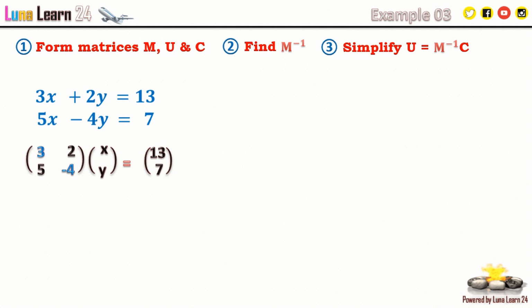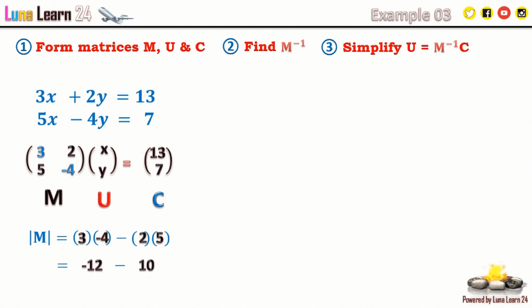Step 2, what are we supposed to do? Yes, we are to look for the inverse of the coefficient matrix. And what's the first thing to get that inverse? We find the determinant of the matrix M, the coefficient matrix. And the determinant is going to be equal to, give me the values. Yes, 3 times negative 4 minus 5 times 2, or 2 times 5 is still okay. Good. So when you simplify, what do you have? Negative 22, correct.